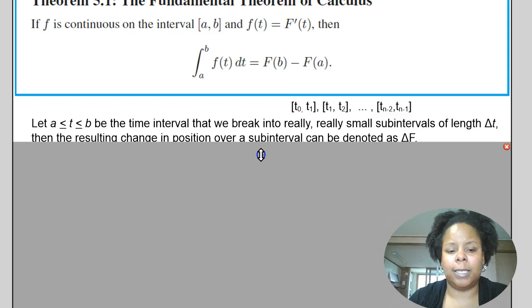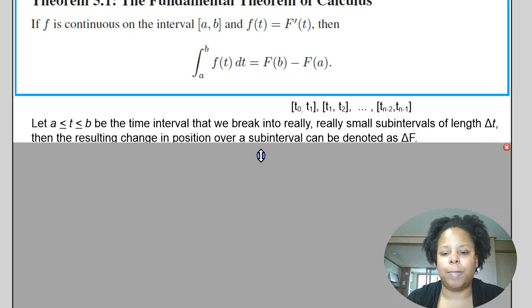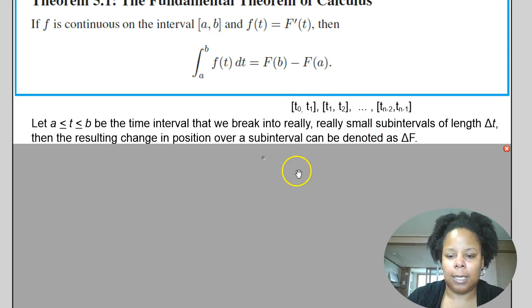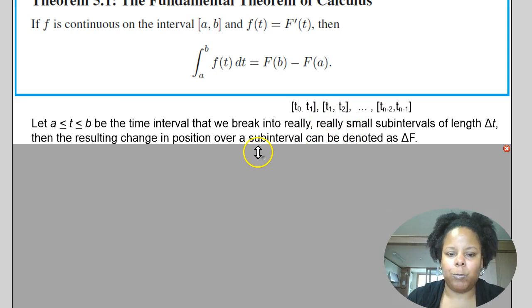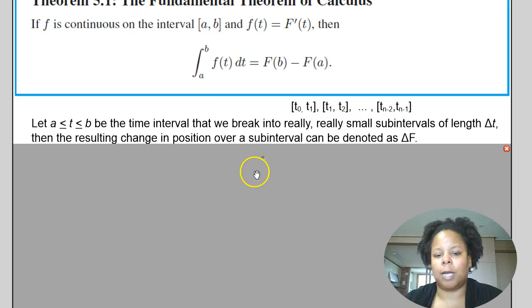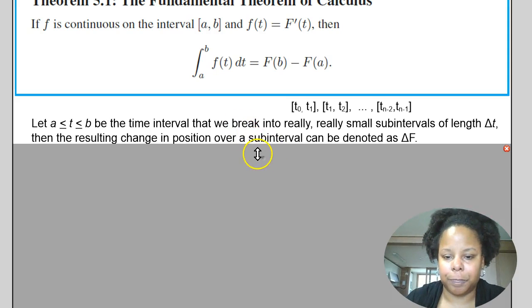Now, if you recall, what we did last video is that we had some interval from A to B, and we broke up that interval into little subintervals of the same length for time. We called each one delta t as far as the distance between each two values. And then we looked at the change in position. We looked at the change in the function over that interval.